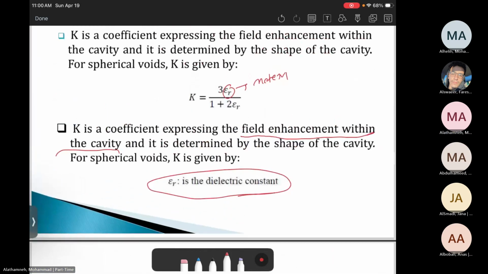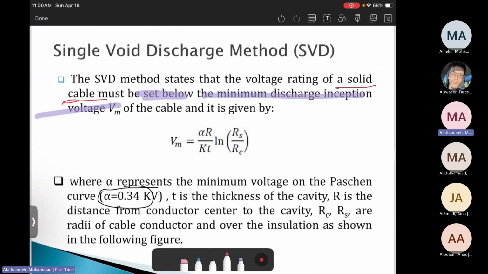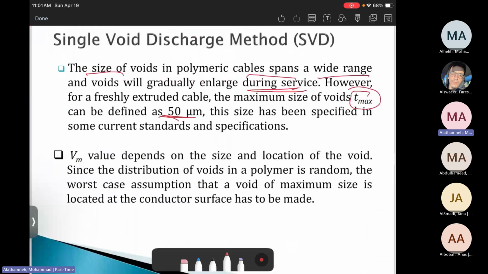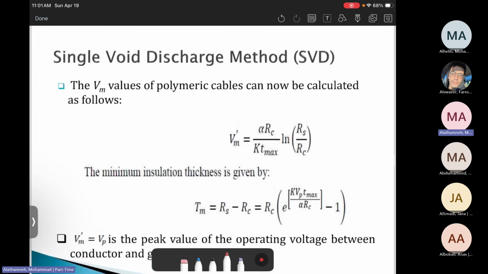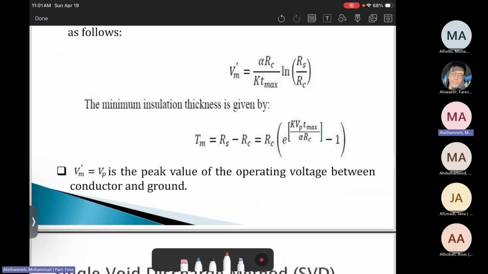The VM depends on the size and location of the void. Since the distribution of voids in a polymer is random, the worst case assumption that a void of maximum size is located in the conductor still has to be made. So the voltage VM for polymer cables can be calculated as VM equals alpha RC divided by K Tmax, ln RS divided by RC. Then the minimum insulation thickness can be given as RS minus RC.